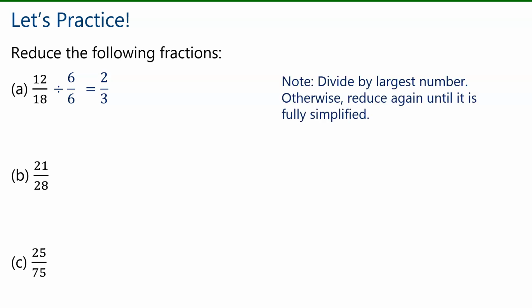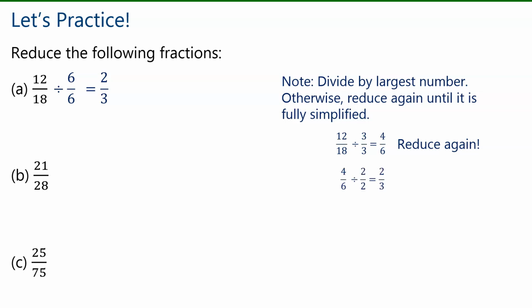So you should always try to divide by the largest number. But if you can't always think of that, it's okay. You just need to reduce again until it's fully simplified. So for example, when looking at 12 over 18, say you forgot that 6 can divide into both, and instead you divided by 3 and got 4 over 6. You'll notice that 4 over 6 is not fully simplified because I can divide that by 2. So you've got to reduce again.